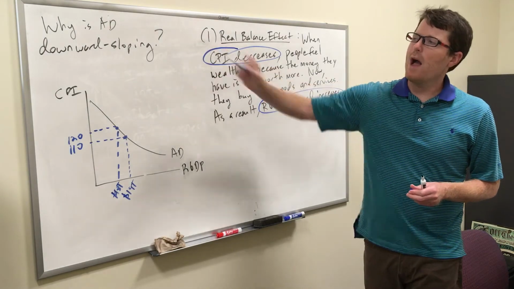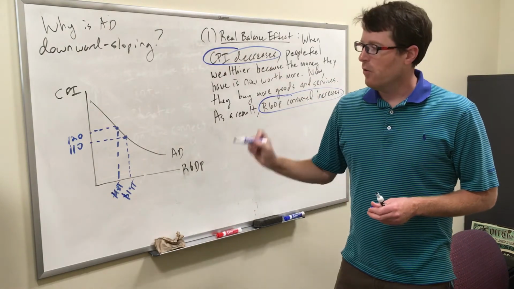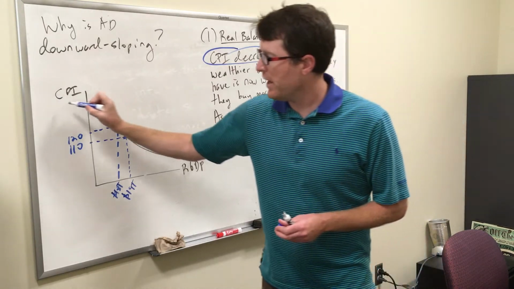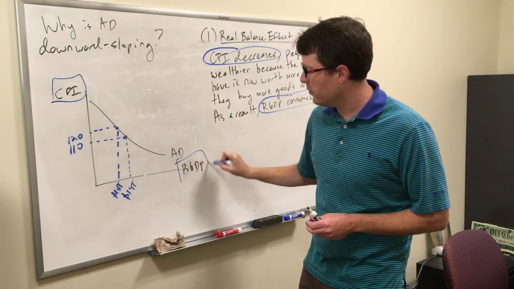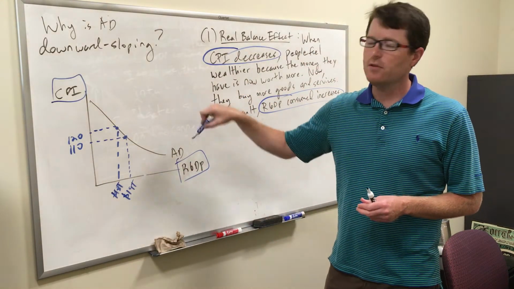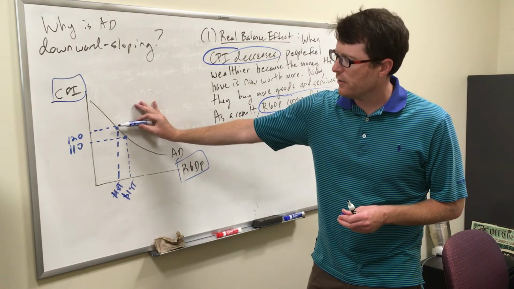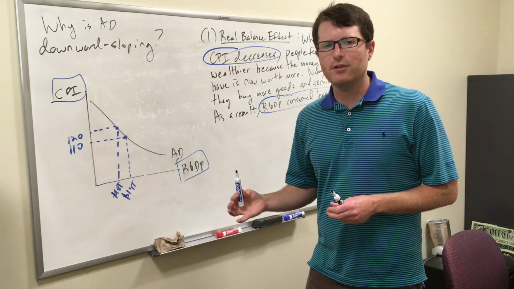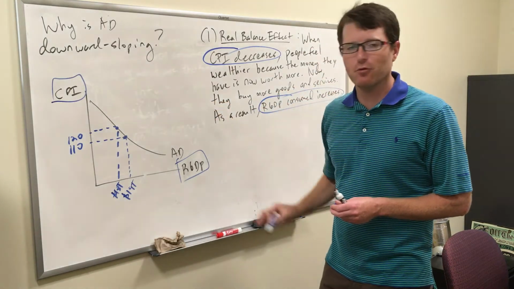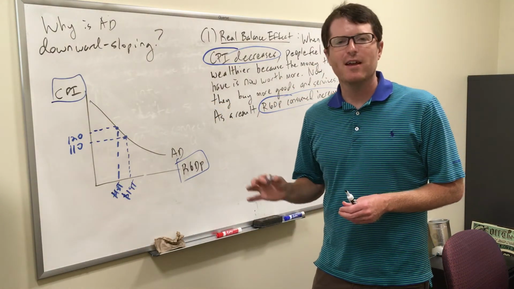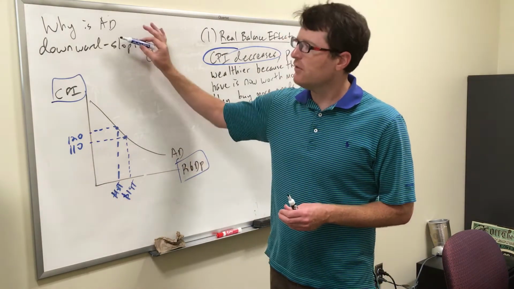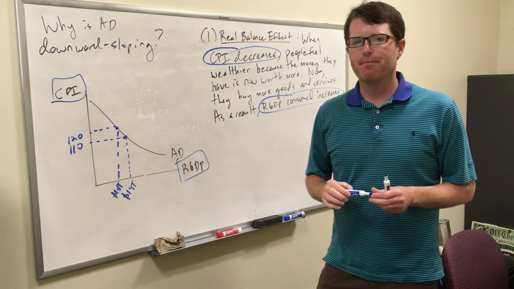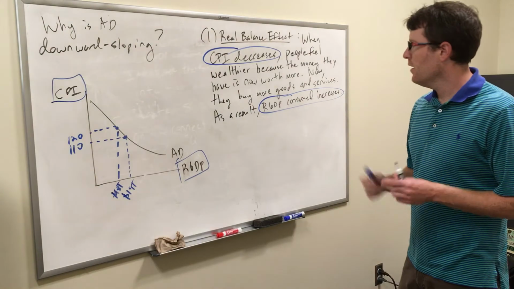Because if I ask you why is aggregate demand downward sloping, what I'm asking you to do is explain why there is a relationship between these two variables. Why when CPI goes down does real GDP go up? So if you're answering that question, you have to tell me CPI and real GDP at some point in the answer to get credit. Otherwise, you're not establishing this relationship here. Okay? So that's one theory.